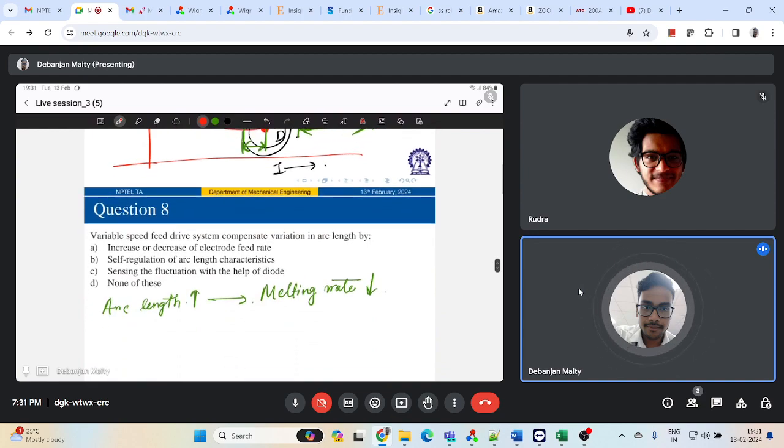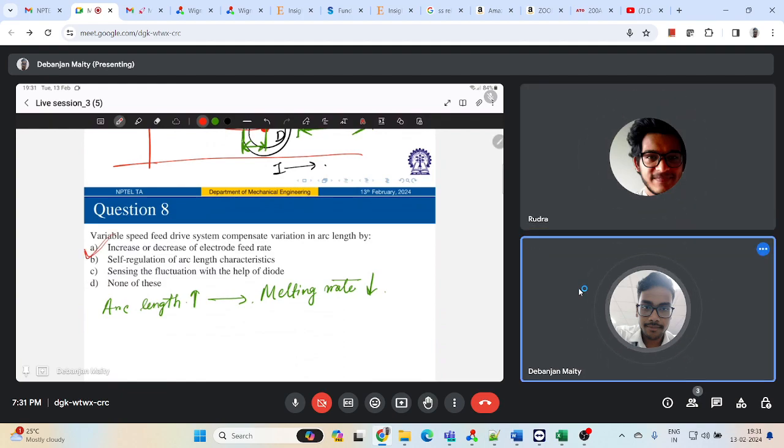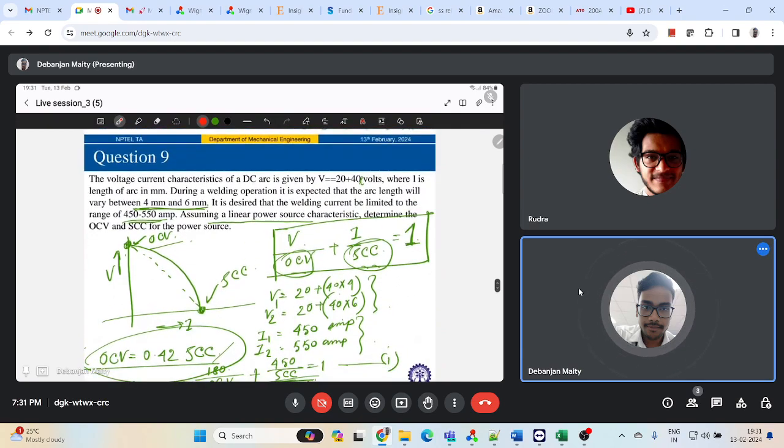Then I say, in a variable speed feed drive system, compensate variation in arc length by increase or decrease of electrode feed rate. So your option A is correct. Yes. We discussed about this question.